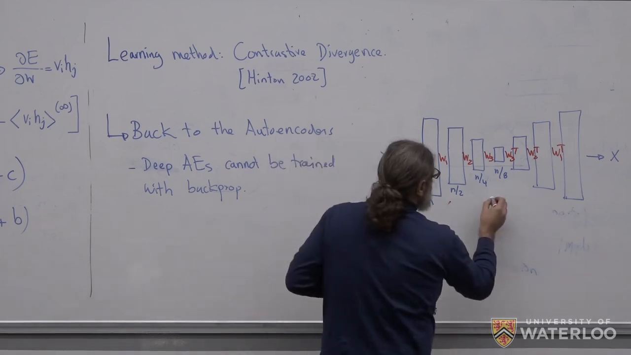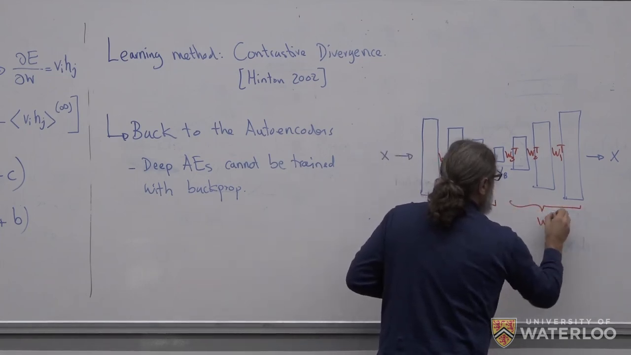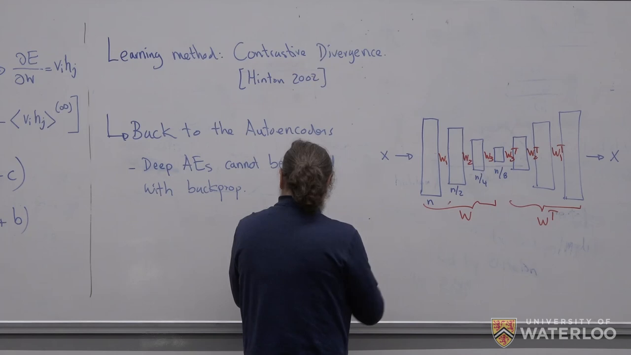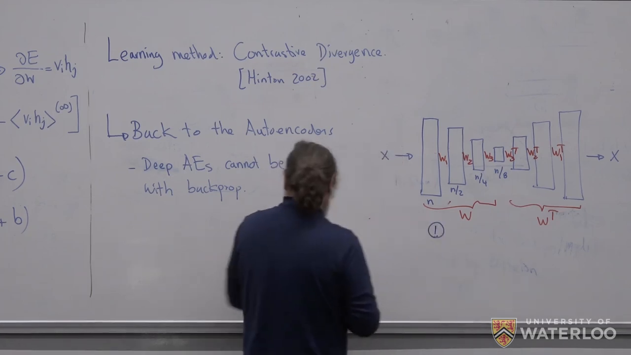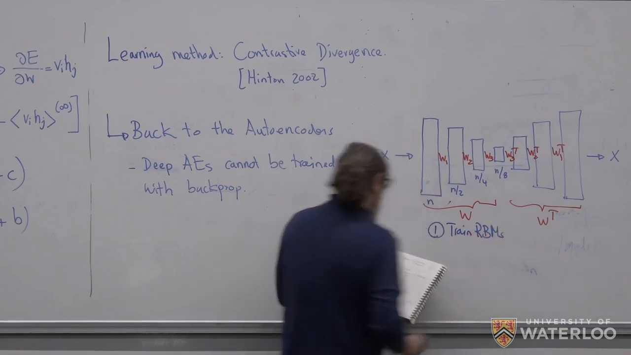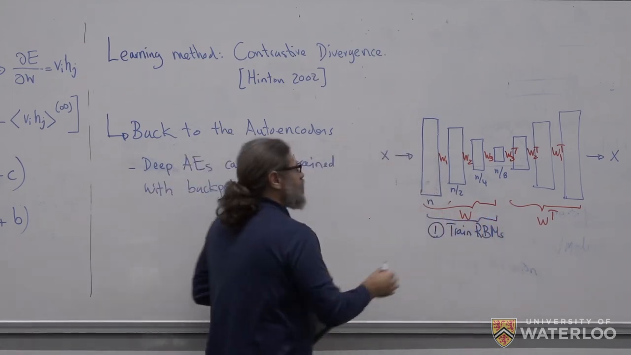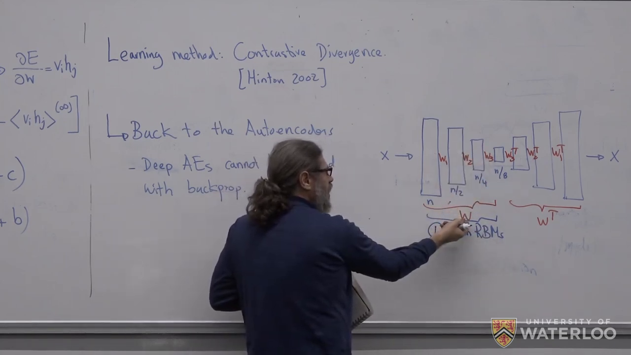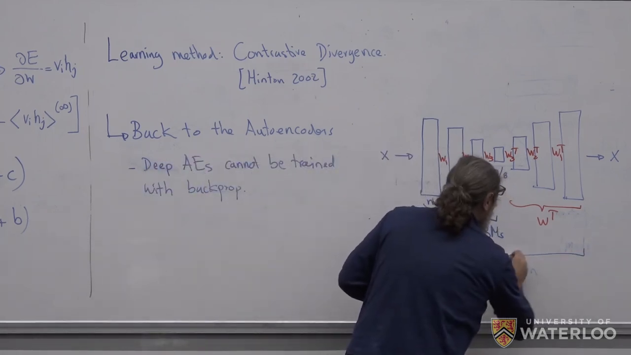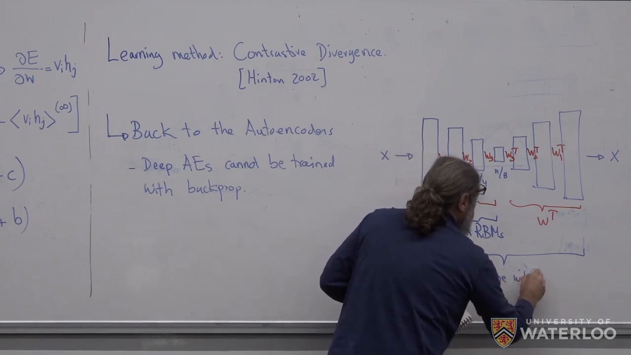So, this is W, and this is W transpose, basically. So first, you train RBMs here. You train RBMs on this because you just need to adjust this W, transpose it, and you have this. And after you did that, then fine-tune with backprop.